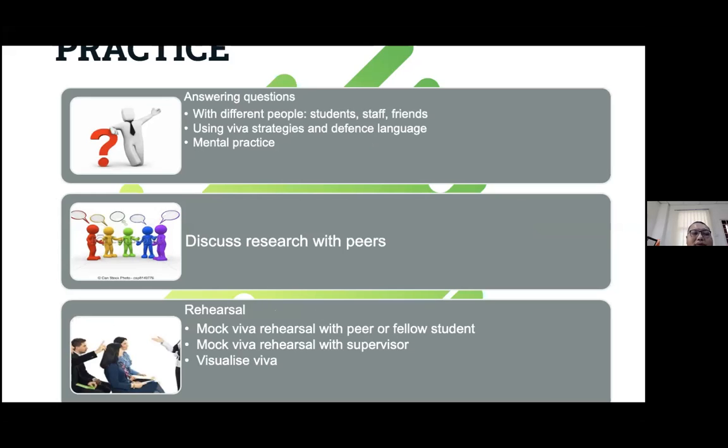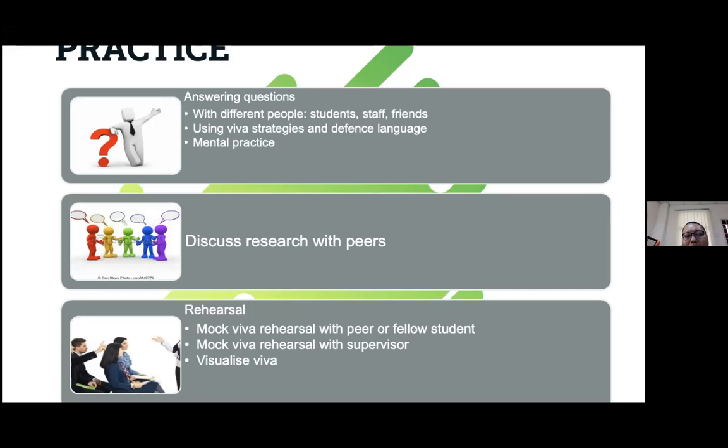And then use viva strategies during the practice, and also for mental practice. Discuss your research with peers, and rehearse. Normally with my students, I do two or three mock vivas. The first time always collapses. The second time depends. If the second time is much better than the first, I stop there. If the second time didn't help, we go for a third viva. But not on the morning of the viva. And then visualize your viva and so on. So you need to practice and do the mock viva.